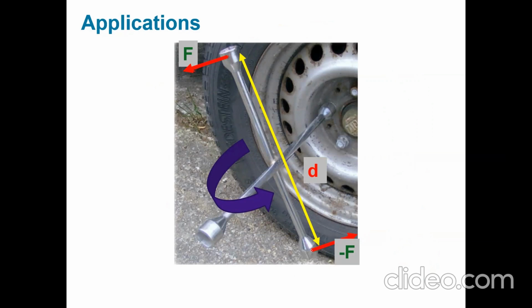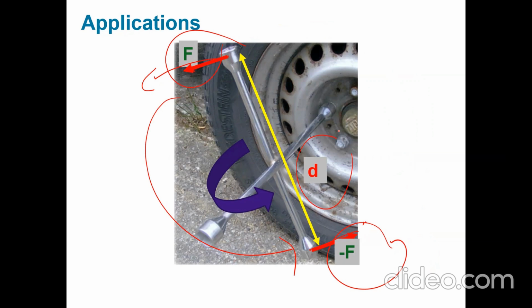The other application: you're going to be turning this wheel. Again, you hold it with your hands and give the force to rotate this wheel in an anti-clockwise direction. Again, you're applying equal and opposite forces for turning it, with a perpendicular distance of d. That's another application of a couple.